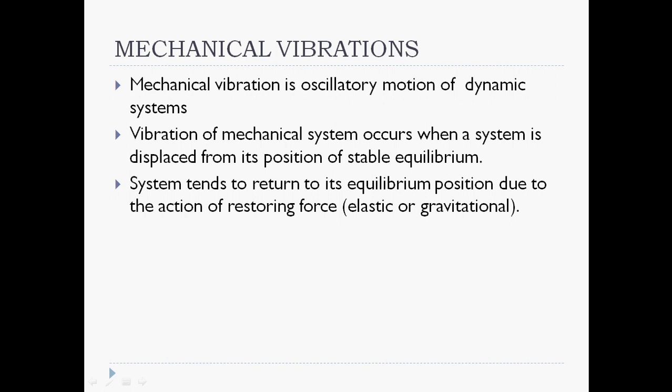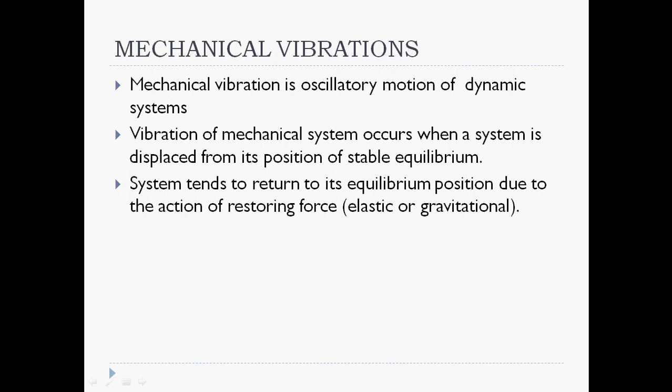Vibration is concerned with the oscillating motion of elastic bodies and the forces associated with them. Mechanical vibration is concerned with the oscillatory motion of dynamic systems such as machines and machine parts. Vibration of a mechanical system occurs when a system is displaced from its position of stable equilibrium or mean position.